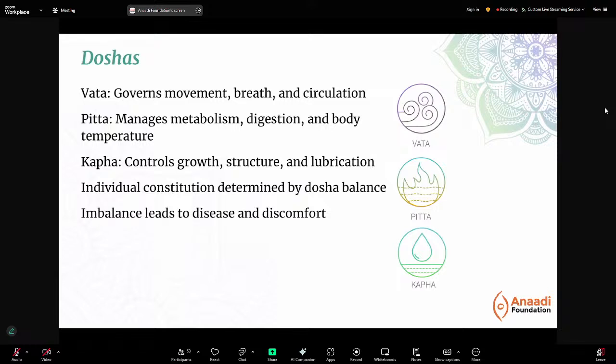All this is because of Vata dosha. The Pitta is managing the metabolic activity, digestion, and body temperature. Kapha controls the growth, structure, and lubrication. Right? Growth means my body grows because of Kapha.